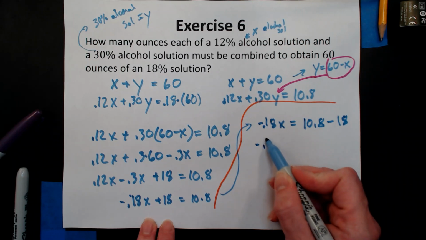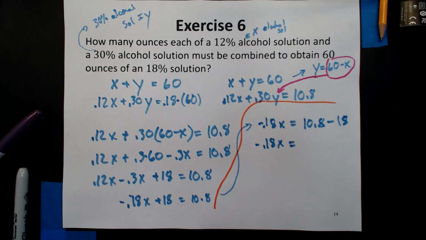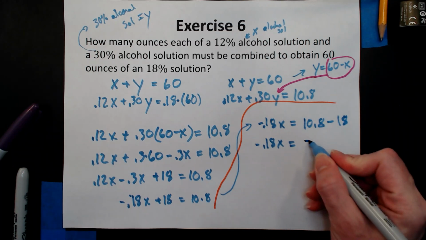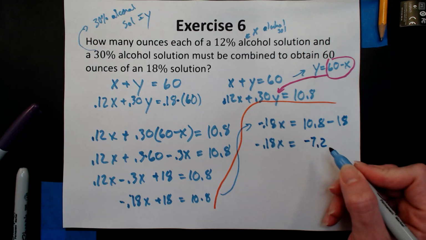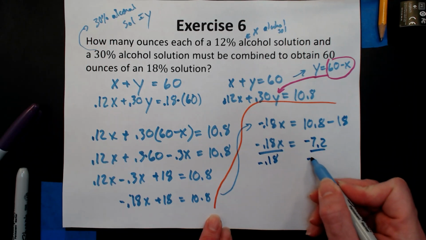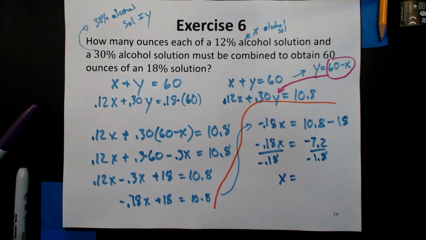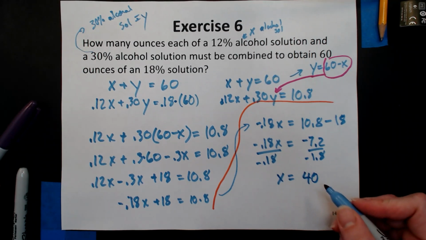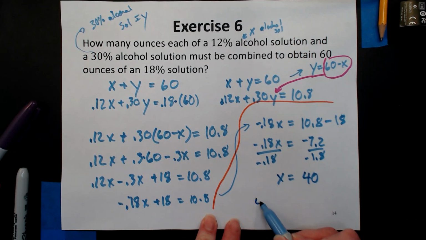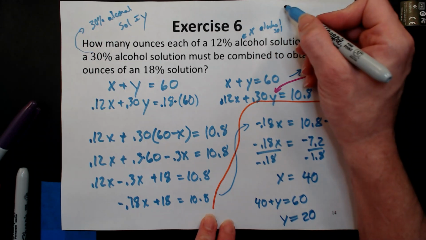So I'm going to get negative 0.18x equals, and then that's going to give me 10.8, subtract 18 from it, and I'm going to get negative 7.2. And then I'm going to divide both sides by negative 0.18, and so that's going to give me x equals 40. And then if x equals 40, well, 40 plus y has to equal 60, so y must have been 20.